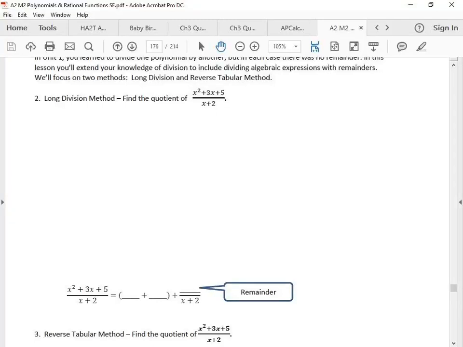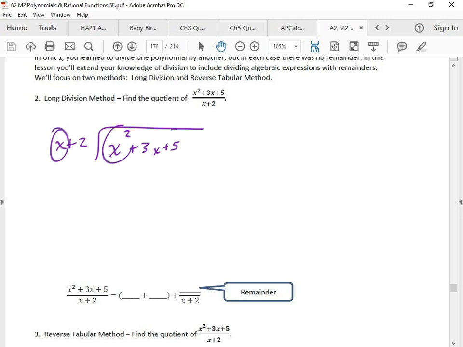So let's practice our long division and see what happens when we get a remainder. We have x squared plus 3x plus 5. We're going to divide this by x plus 2. I know you guys remember this, but let's go through it again.